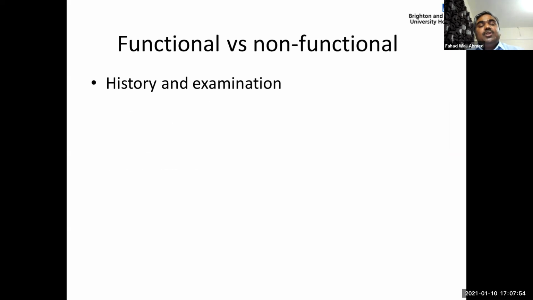The first question I want to answer is: is it functional or non-functional? Any assessment should include a thorough history and examination. We need to look for signs and symptoms of hormone excess. I always like to do a blood pressure in my clinic.